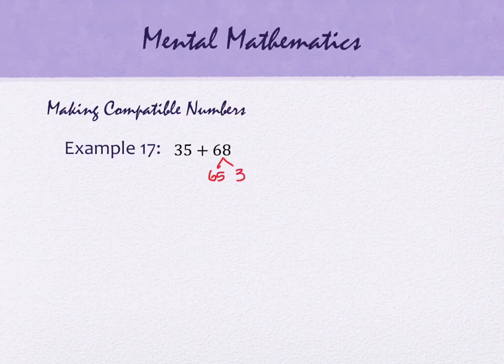Why is 65 and 3 better? Do you see? 65 and 35 is 100. And then I've got my extra 3 that are left over. So these 2 added together is 100 plus my 3, so this is 103.